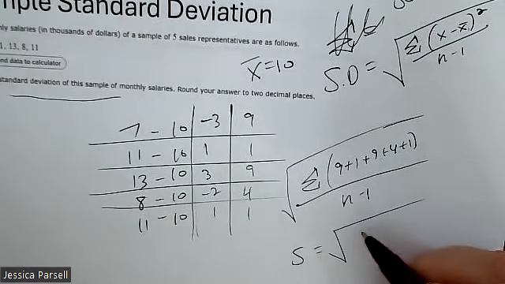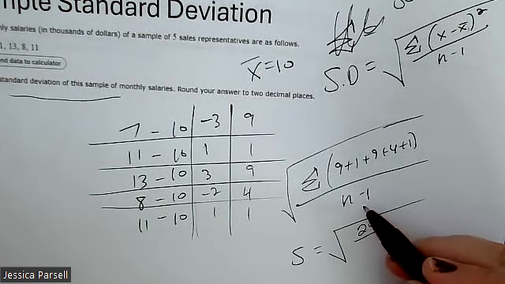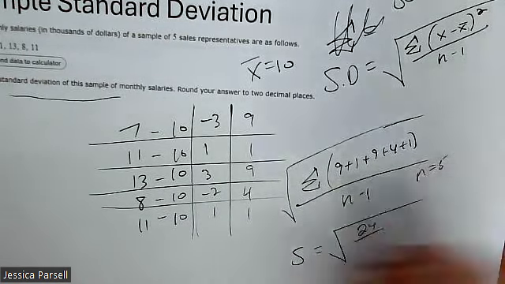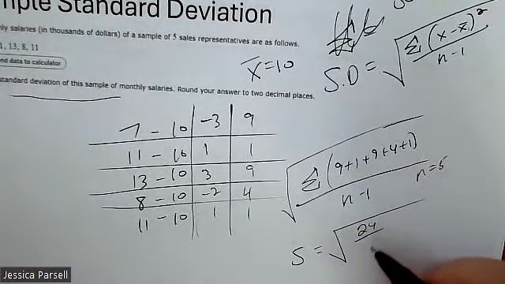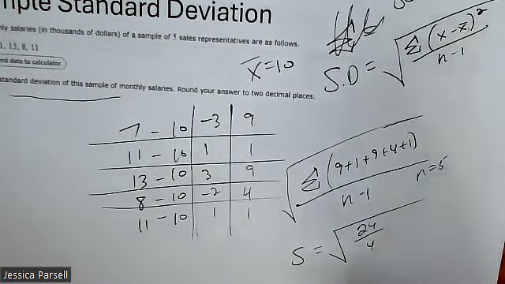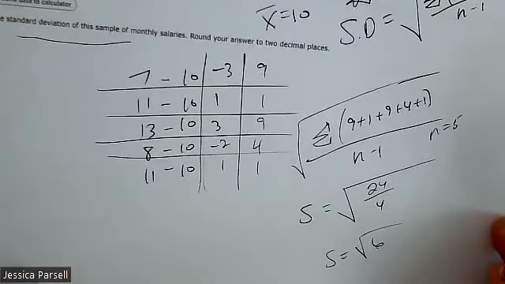So to find the standard deviation, we've got to take 24 divided by n minus 1. Well, n was equal to 5 pieces of data. So 5 minus 1 is 4, which makes 24 divided by 4, which we don't even need a calculator for that. We just come up with the square root of 6.